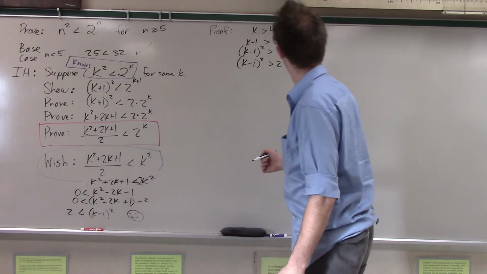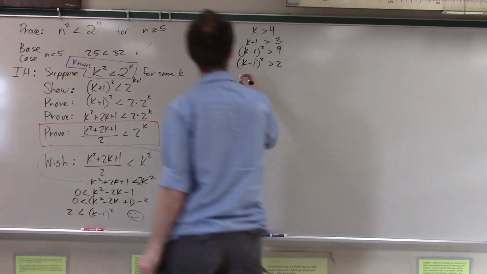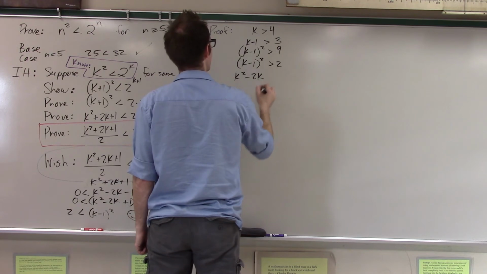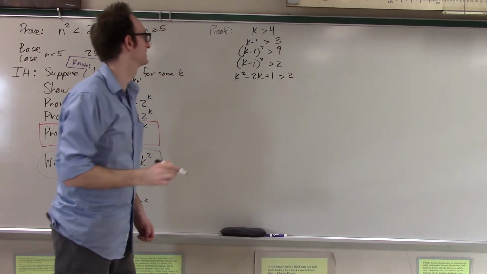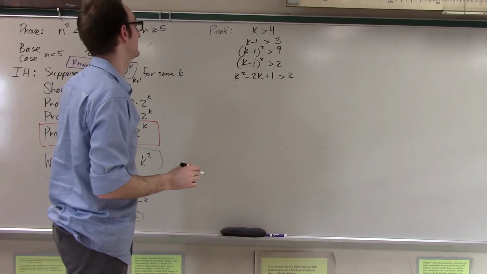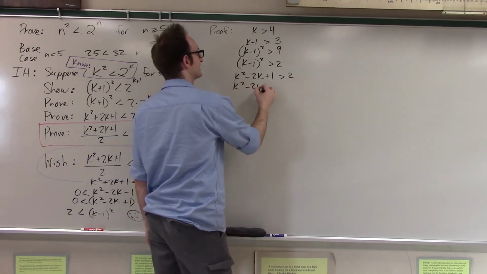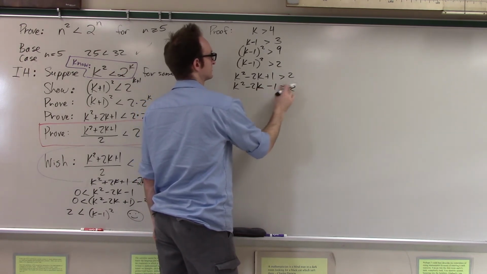So, what should I do? What do I do now? Just do all that backwards, he says. So that's k squared minus 2k plus 1, that's supposed to be greater than 2. And then I guess I'm supposed to move everything over to one side. So really that says k squared minus 2k minus 1 is greater than 0.